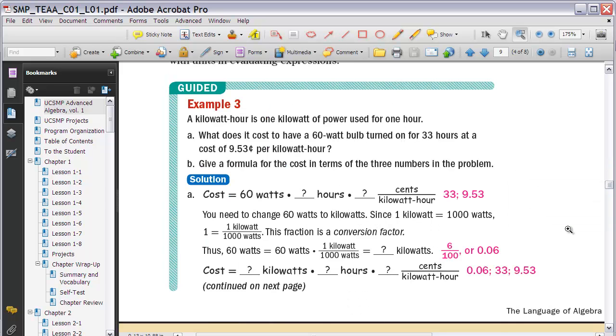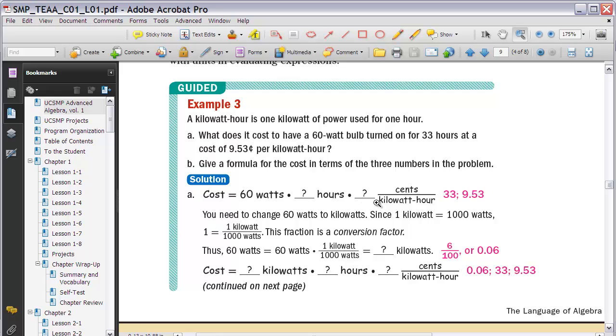If we look at guided example number 3, it says a kilowatt hour is 1 kilowatt of power used for 1 hour. What does it cost to have a 60 watt bulb turned on for 33 hours at a cost of $9.53 per kilowatt hour? So that's part A. So if I look at part A, to do that, I'm going to say that the cost is going to be equal to 60 watts times the number of hours, which we found out was 33, times the cost per hour, which we know is 9.53 cents.